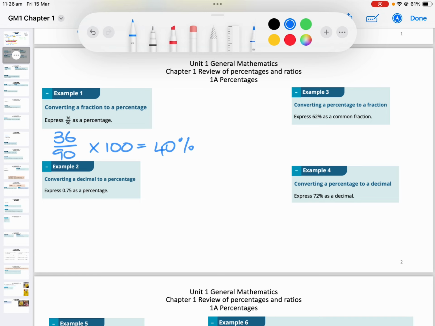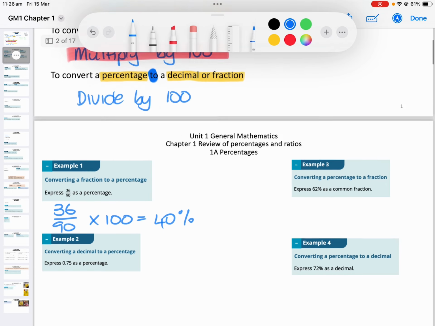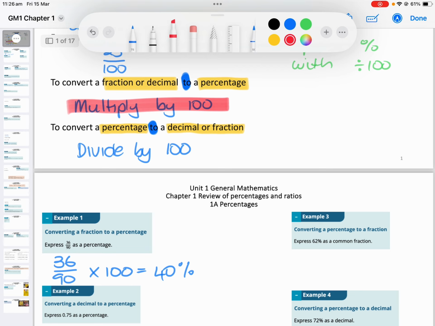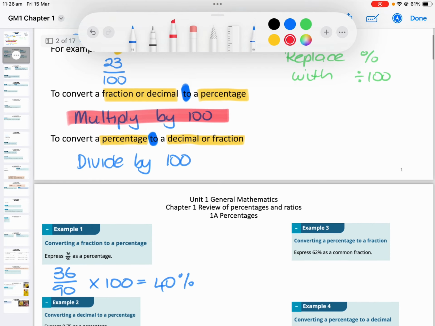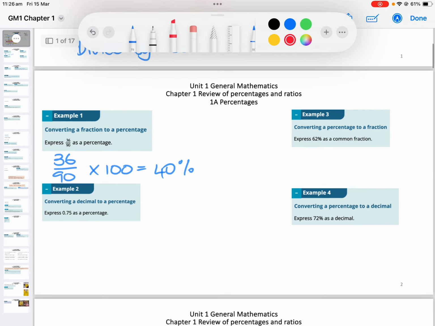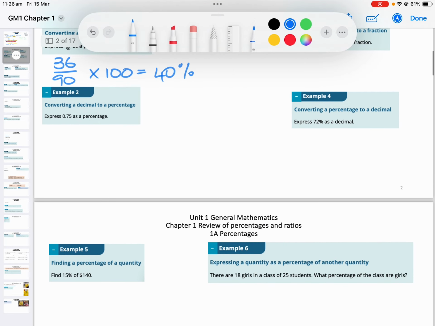Let's look at another example. We've got 0.075 as a percentage. When we want to go to a percentage, what have we got? It's still the same thing because we've got a decimal and we're going to a percentage. So we get our 0.075 times by 100. Get your calculator to do that, and that would be 7.5%.